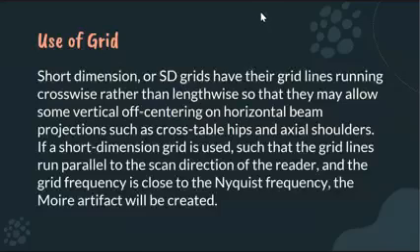Okay, there are also other types of grid which are short dimension or SD grids. They have their grid lines running crosswise rather than lengthwise so that they may allow some vertical off-centering of the horizontal beam. Projections such as cross-table hips and eggshell shoulders, in which the patient is in the decubitus position, can be off-centered because of the use of an SD grid. Okay? If a short dimension grid is used such that the grid lines run parallel to the scan direction of the reader and the grid frequency is close to the Nyquist frequency, the more artifact will be created. Okay?